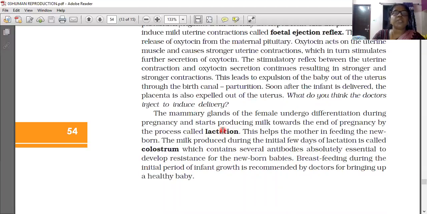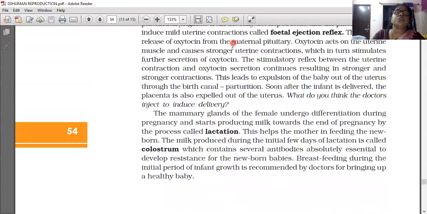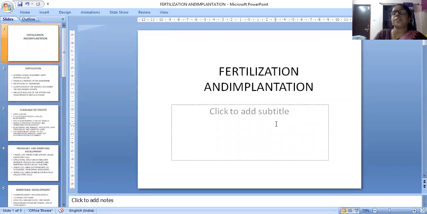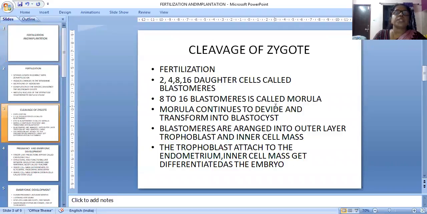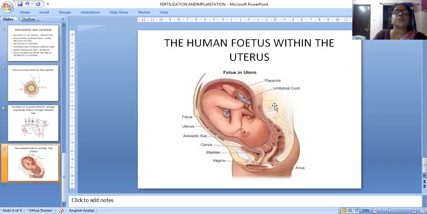So by this we have completed the lesson. Now a summary is also given. I will show the content of the summary one more time. Fertilization and implantation we started first. Then pregnancy and embryonic development, cleavage of the zygote, embryonic development, ovum surrounded by few sperms, human fetus within the uterus. This much we have discussed today.